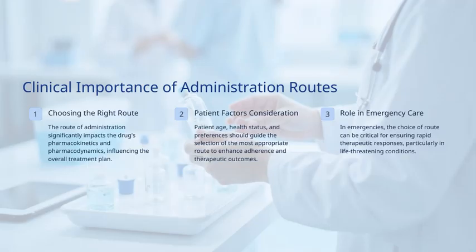Let's talk about the clinical importance of administration routes. First, choosing the right route is crucial because it directly affects how the drug is absorbed, distributed, metabolized, and eliminated, what we call pharmacokinetics, and how it actually works in the body, or pharmacodynamics. This choice impacts the overall effectiveness of the treatment plan.